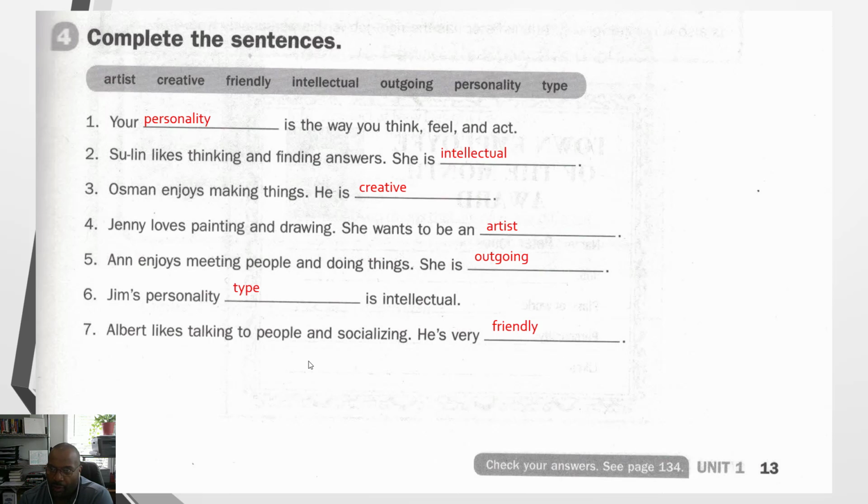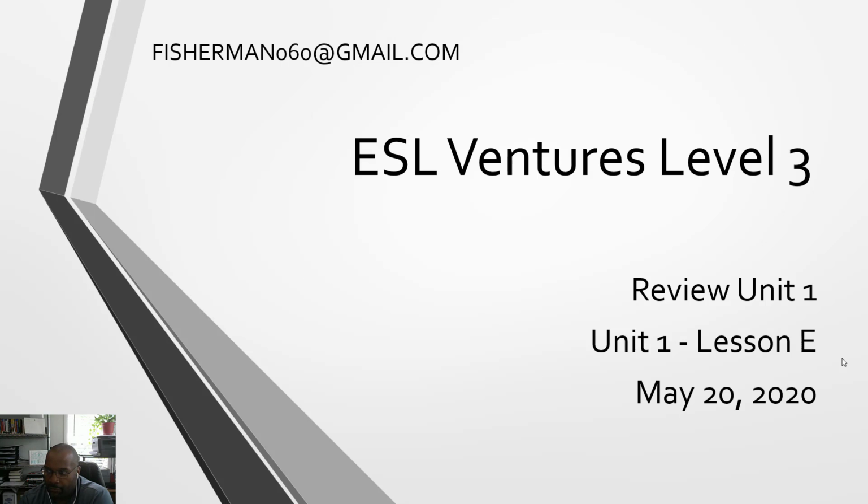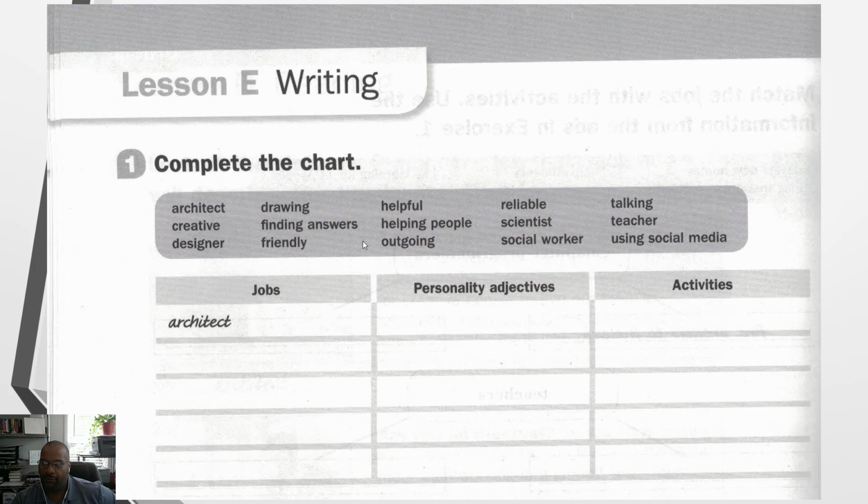Alright. Hopefully you got those correct. If not, then let me know and we can talk about it. But let's move on to Lesson E for ESL Level 3. For this, we're going to stay in our workbook and turn the page to page 14. Complete the chart. This is our writing section.